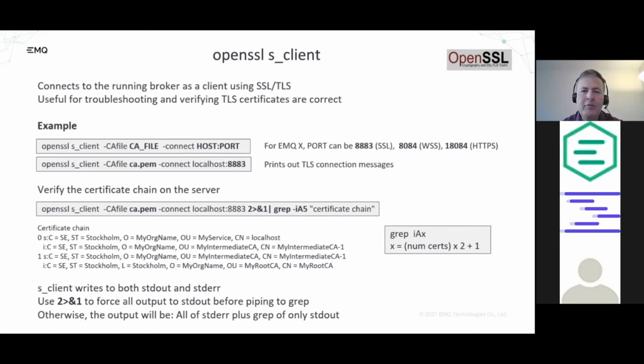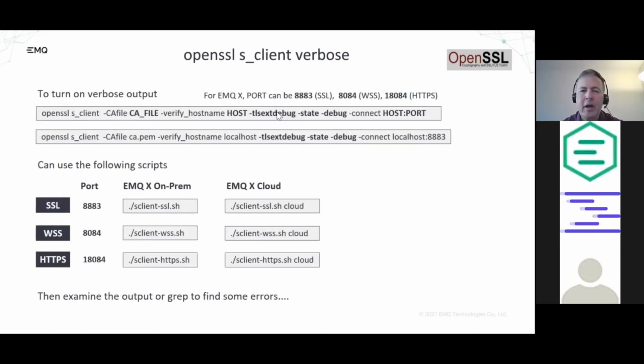So if you really want some verbose output, you can turn on these options. And in the tutorial, we've wrapped this command in s_client SSL, s_client Secure WebSocket, and s_client HTTPS. And you'll get a bunch of verbose output that you can analyze to look for errors.